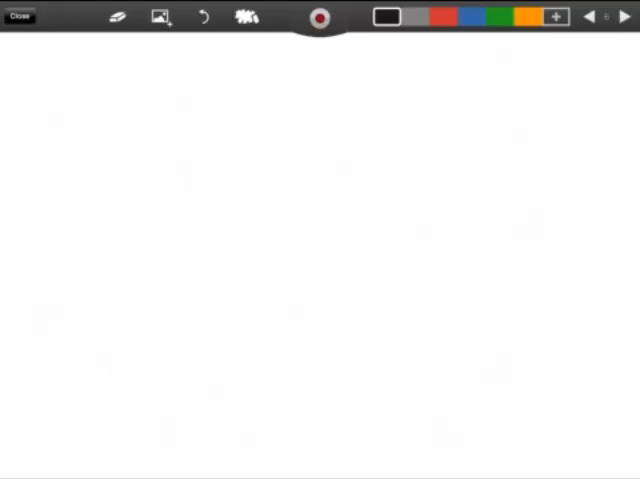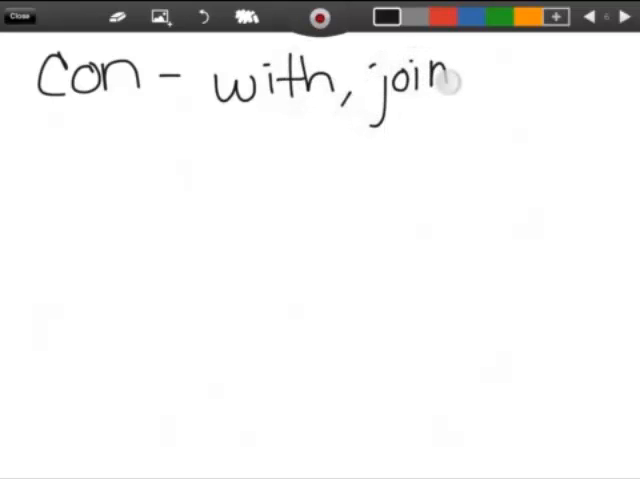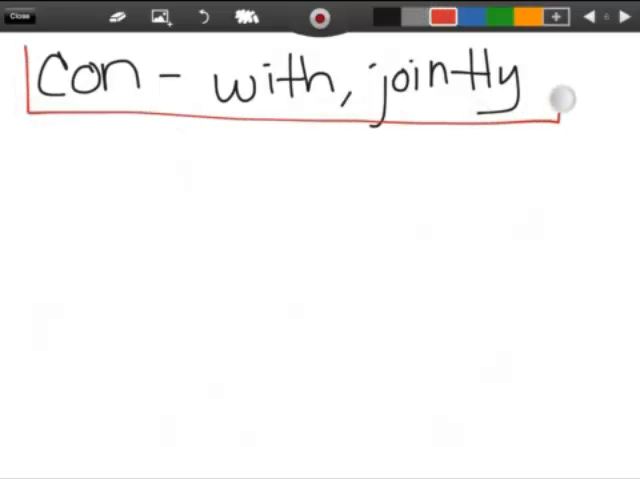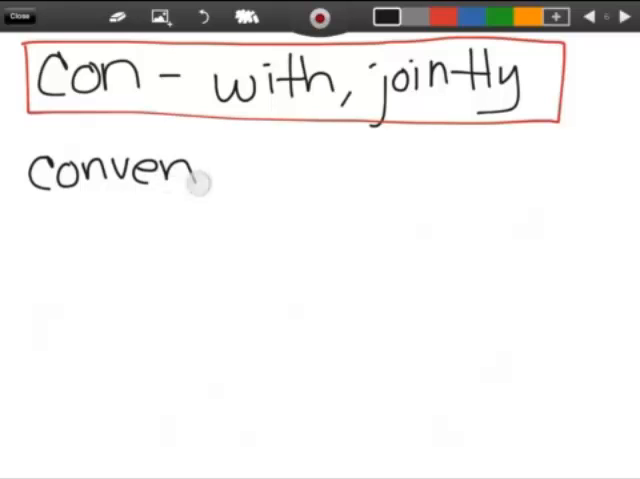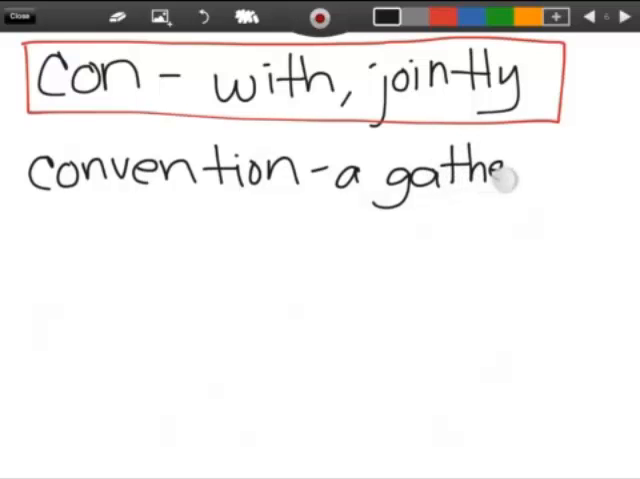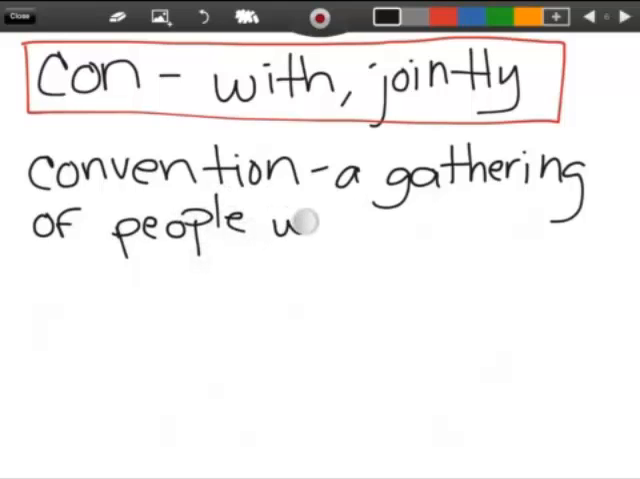Moving on to our next root is con. This is also a very commonly used root, means with, jointly. I'm going to underline this for you. I'm going to give you an example word. For example, convention. A gathering of people with a common interest.